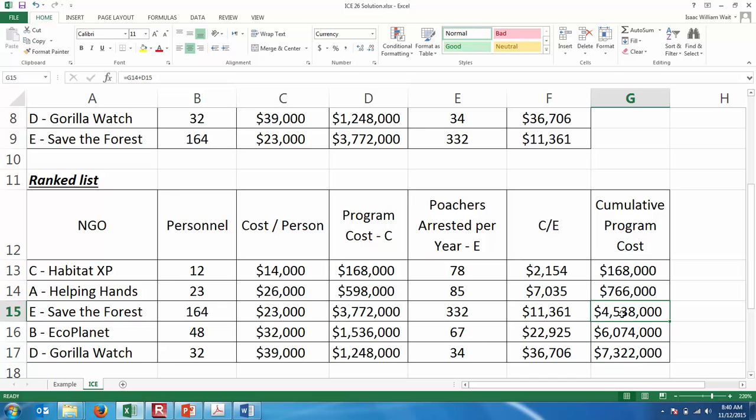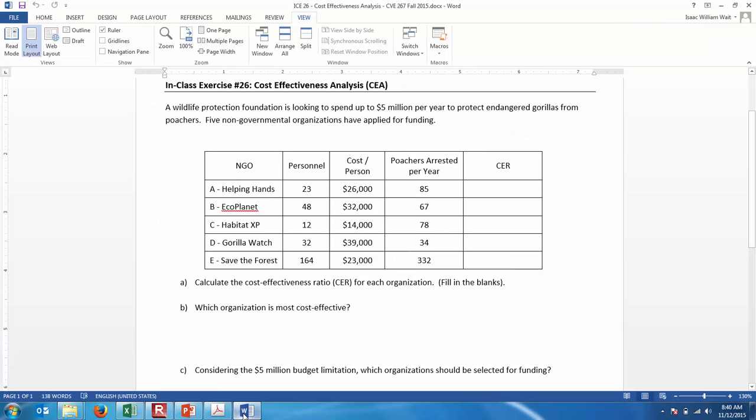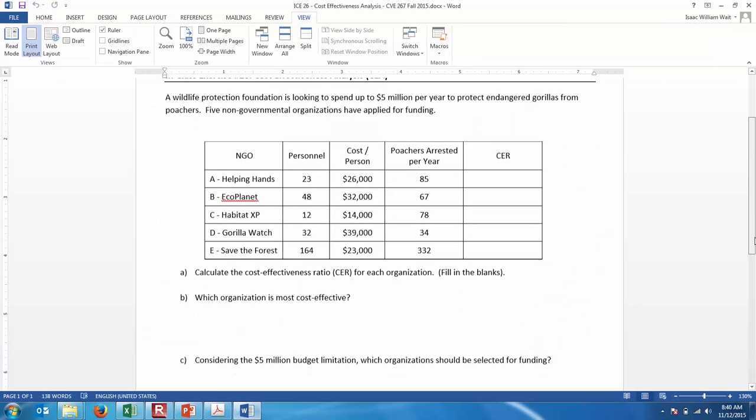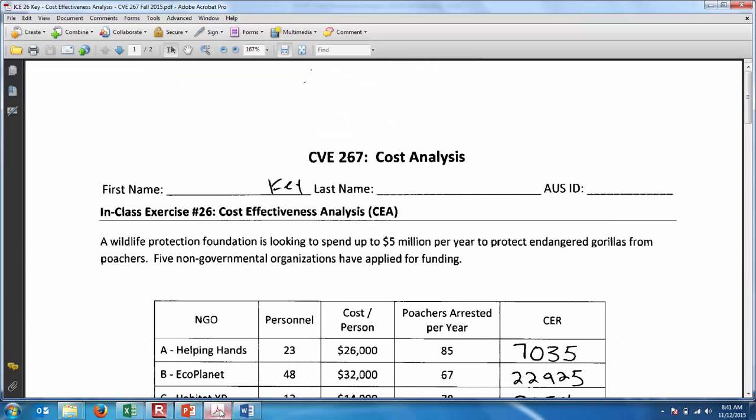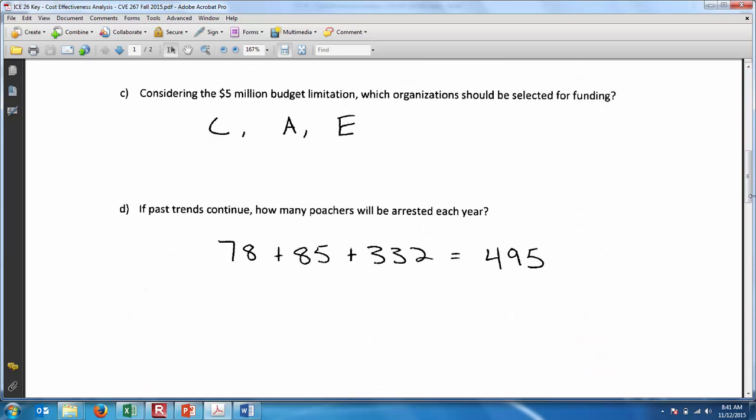So the answer to the in-class exercise, the $5 million, which should you select? It should be C, A, and E. And then the number of poachers we expect to arrest should be 495. Because we're going to get 78 poachers from Habitat XP. We'll get the 85 from Helping Hands and 332 from Save the Forest.